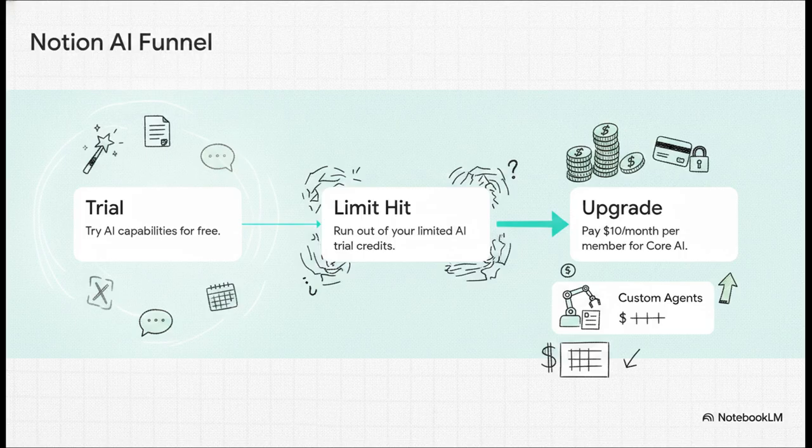Step 2, you inevitably hit the limit of that trial, and suddenly you realize you're completely hooked on the convenience of having an AI draft your client emails for you. Step 3, bam, you've got to pay $10 a month per seat for Notion AI Core. Oh, and you know what? If you want to use their brand new custom agents that autonomously handle repetitive tasks in the background, yeah, that's another $10 per 1,000 monthly credits.